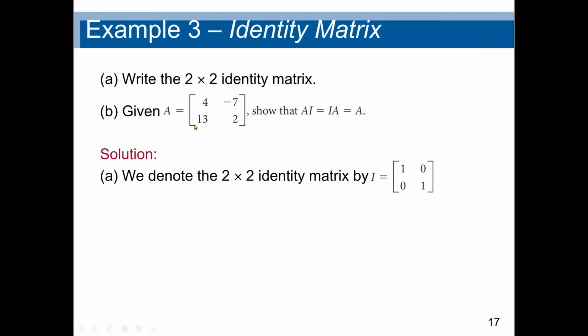Now, the next thing we're going to do is show that if I have a matrix A, which is 4, negative 7, 13, and 2, and I multiply matrix A with the identity matrix, or I multiply the identity matrix with A, the answers will all be the same. So we have to check AI. We already know the identity matrix is 1, 0, 0, 1 here. So we multiply 1, 0, 0, 1 by 4, negative 7, 13, and 2, and see if we get A.